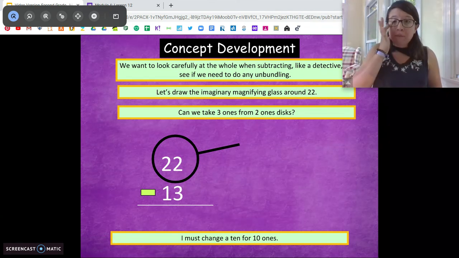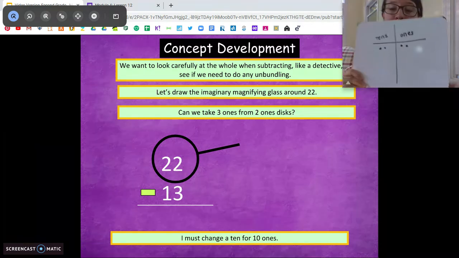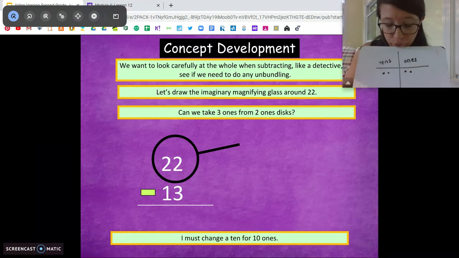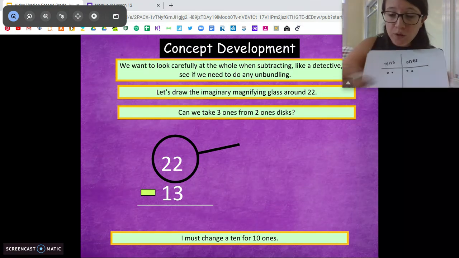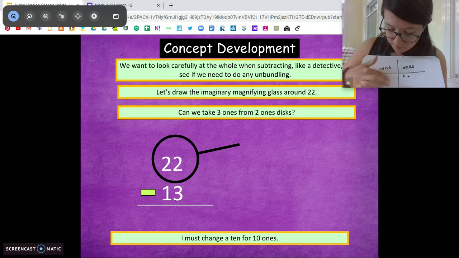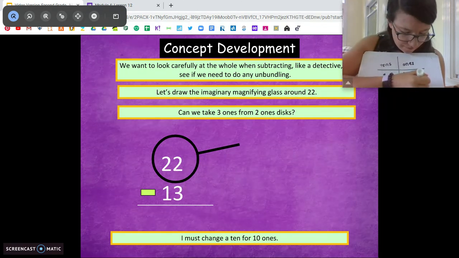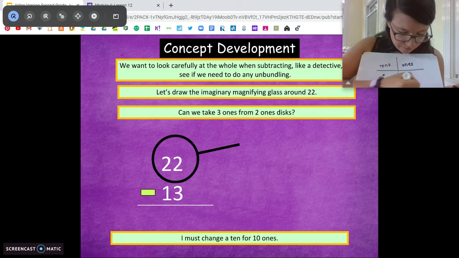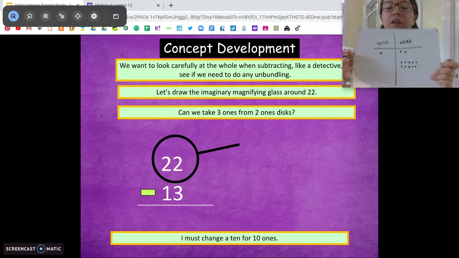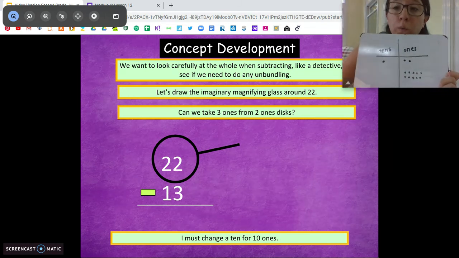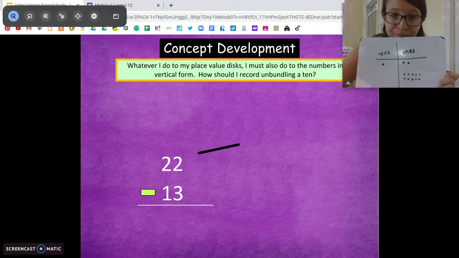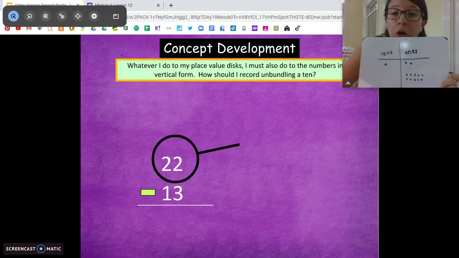Now, I'm going to show you on our place value chart what that looks like, and I'm going to show you how to do it in vertical form. So here's 22. When we do it on our place value chart, we take a 10 away, and we add 10 ones, right? So this is what it would look like on our place value chart. When you do it in vertical form, you are going to record it like this.